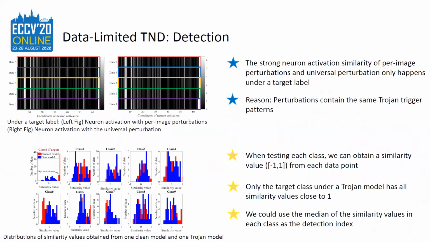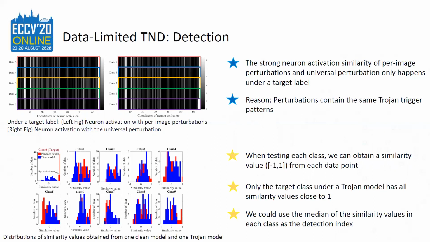Once we obtain the two different perturbations in each class, we can measure their similarity by comparing their neuron activation vectors. One can see from the top figure that the neuron activation vectors under two different perturbations show high similarity if the test label K is a target label.